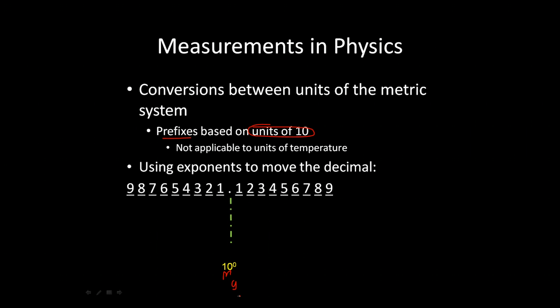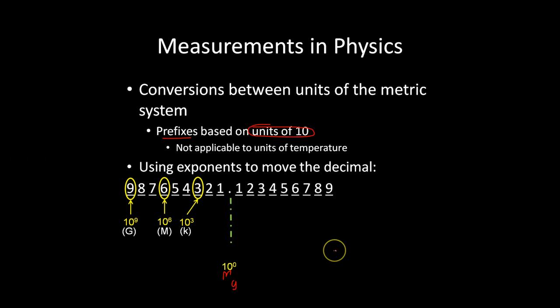And then the prefixes go as follows. We'll go to the left first. 10 to the third is kilo, kilograms if you're using grams. 10 to the sixth is mega, and 10 to the ninth is giga. Those are the three prefixes on the left side of the decimal. Those are our larger prefixes: kilo, mega, and giga. 10 to the third, 10 to the sixth, 10 to the ninth.